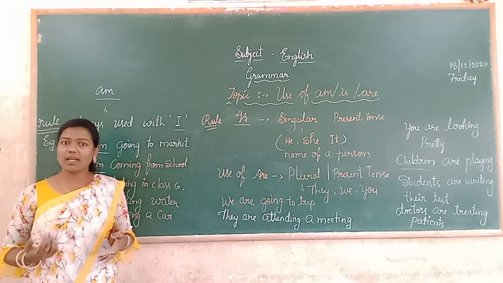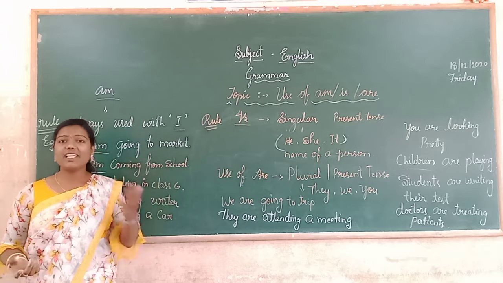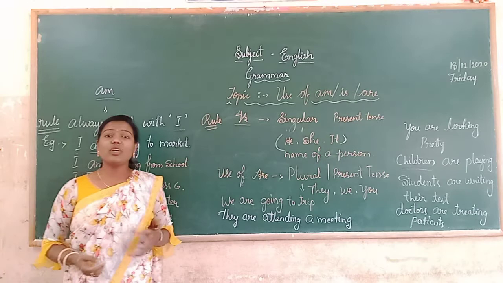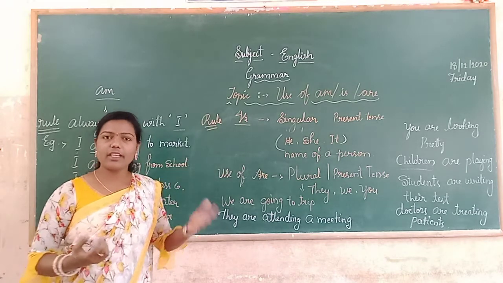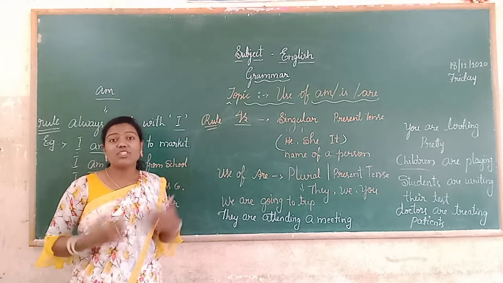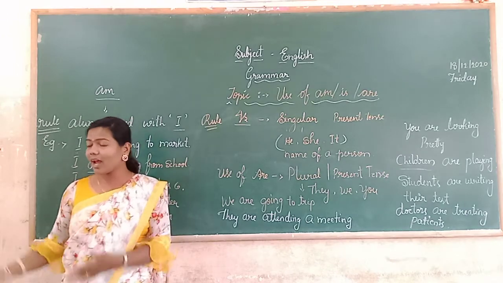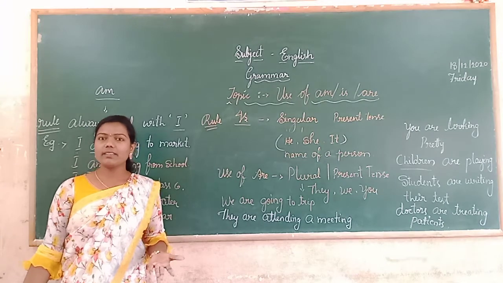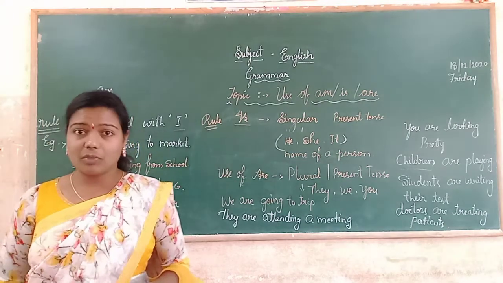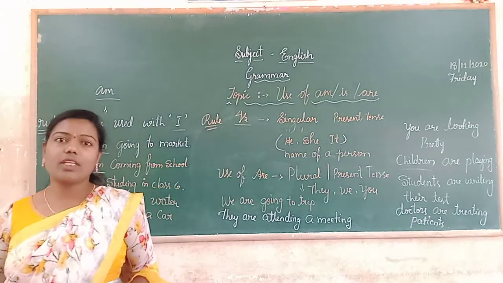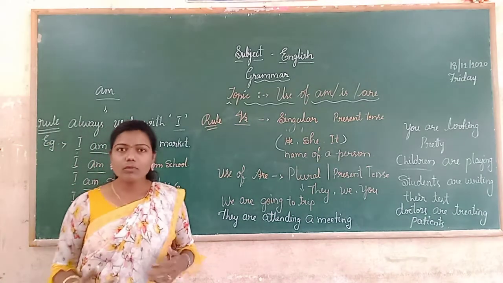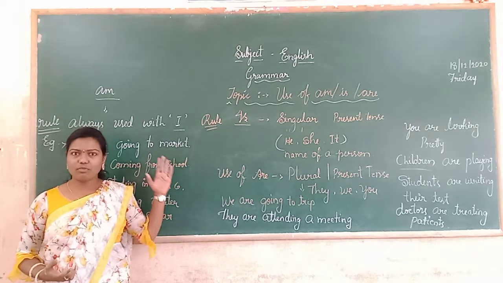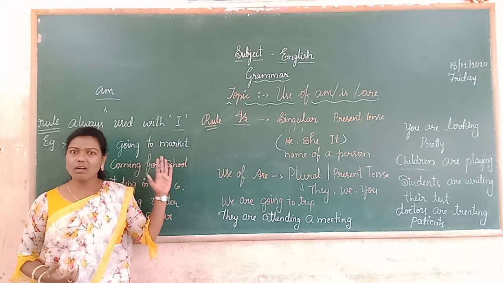She is plucking the flower. She is listening to the lesson. She is looking very pretty. And she is drinking milk. She is driving a car. She is crying. She is sleeping. She is waking up. And she is making something. And she is cooking food. So these are examples for the use of is.